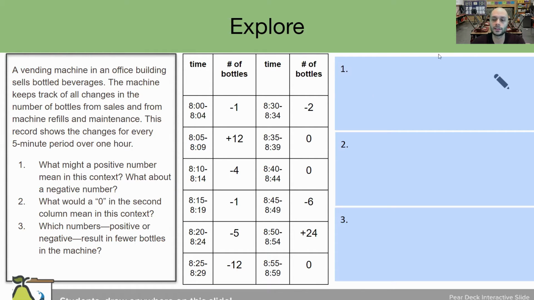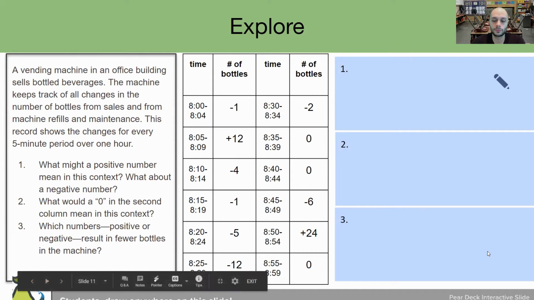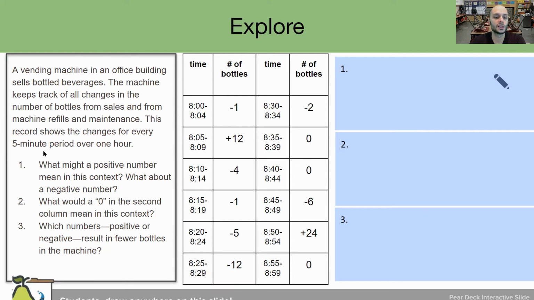We're going to answer our questions over here. This is for number 1. This is for number 2. This is for number 3. And here in the middle, we have some more information. In the problem, they said that this machine records information in a 5-minute period. So this is a 5-minute period. The number of bottles is -1. In this 5-minute period, the number of bottles is +12.